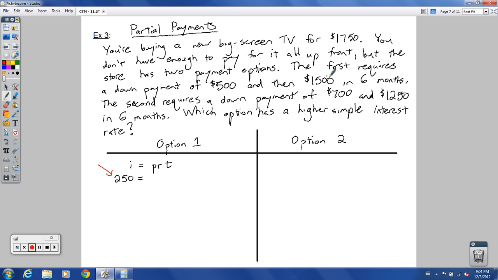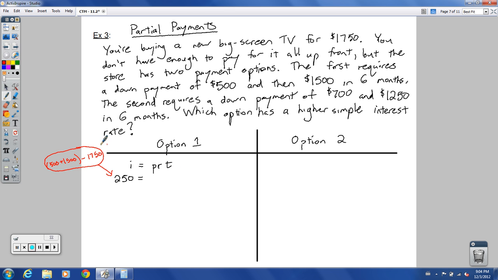Where is this number coming from? The interest is, well, here and here, you're paying them $2,000 for something that should only cost $1,750. 2,000 minus 1,750 is 250. So that's where that came from. This is 500 plus 1,500 first, and then subtracting from that 1,750. Write that down for me first. And then the principal, the rate, and the time.